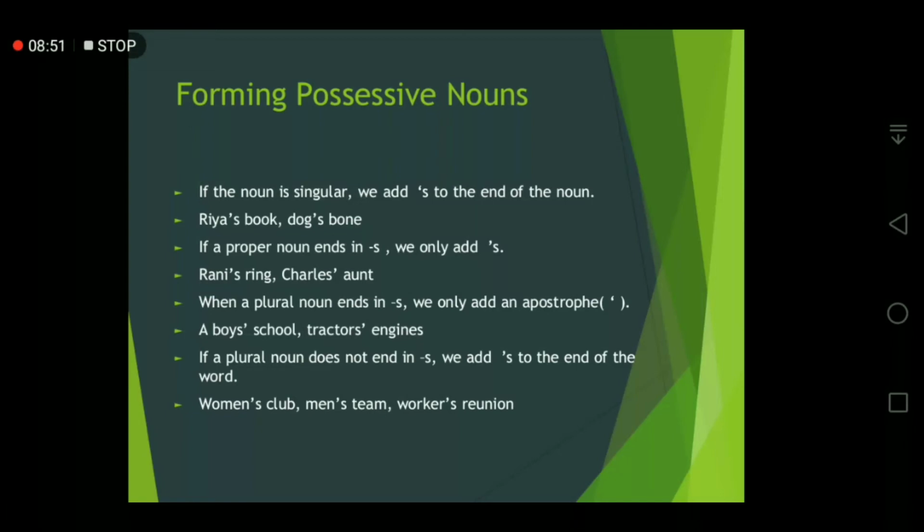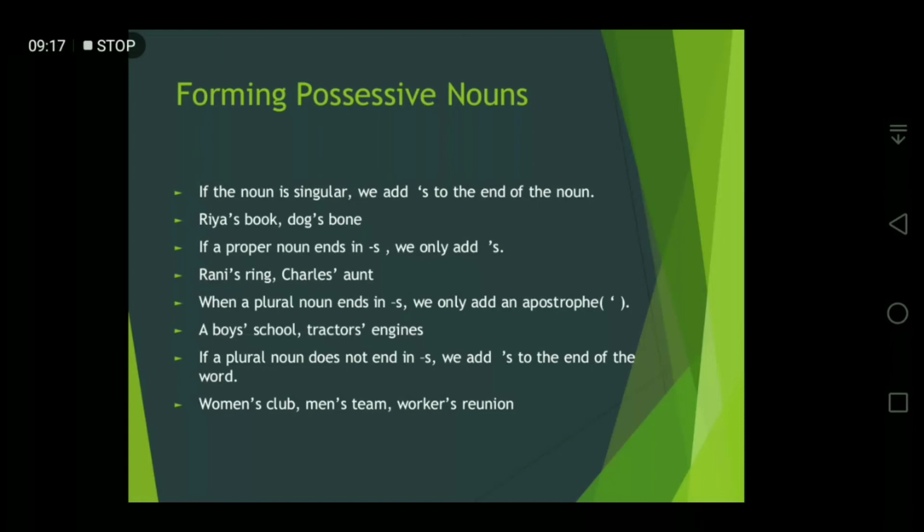If you add only an apostrophe to plural nouns, it shows the possessive of that plural. Boys' school means the school belongs to the students, to the boys. Tractors' engines means the engines belong to the tractors. Clear?